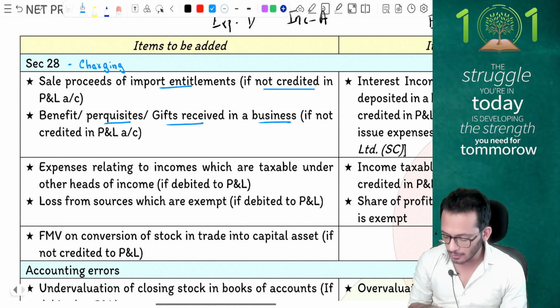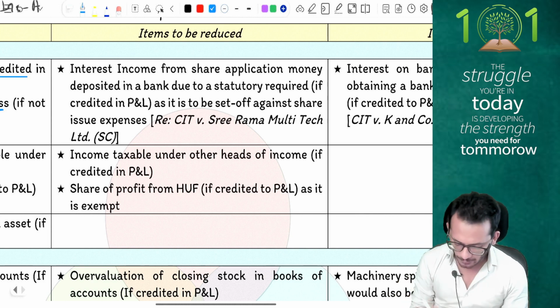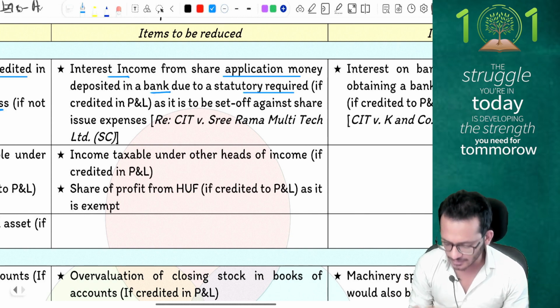On the right side, people, what are items to be reduced? Income tax says if you have any kind of interest income which is coming from share application money which is deposited in a bank account due to a statutory requirement.